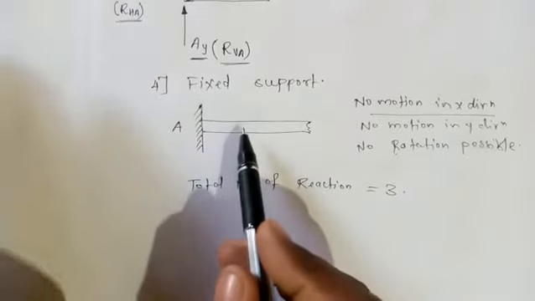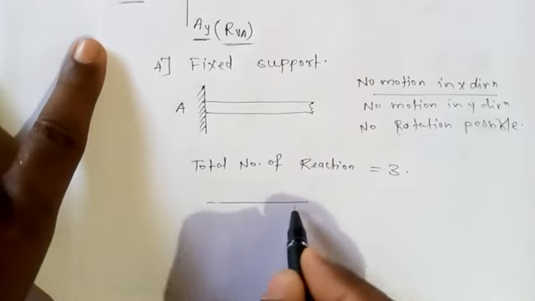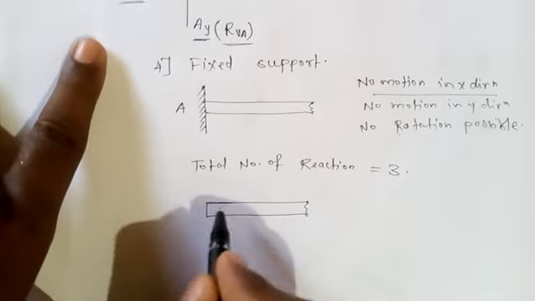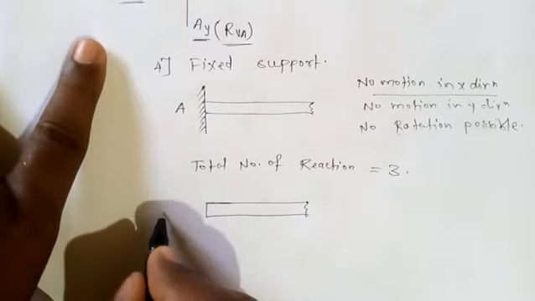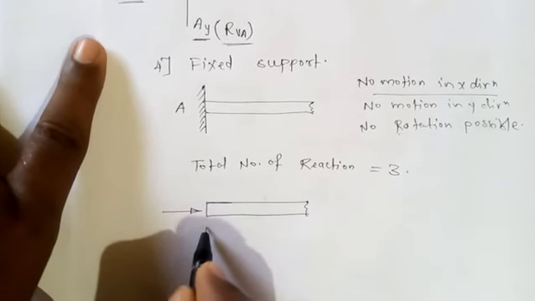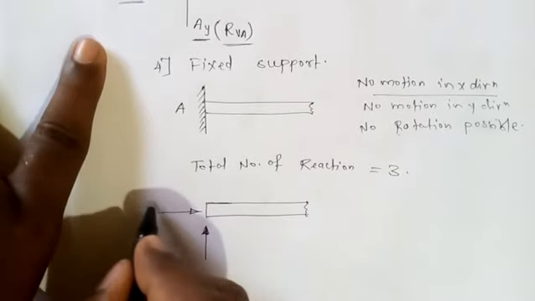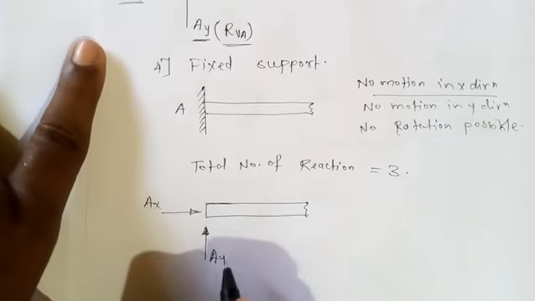So free body diagram of this fixed support is drawn over here. It will be like this. This is the beam that is supported using the fixed support. If you remove this support, the total number of reactions at this point will be like this. This is AX horizontal reaction, this is AY vertical reaction.